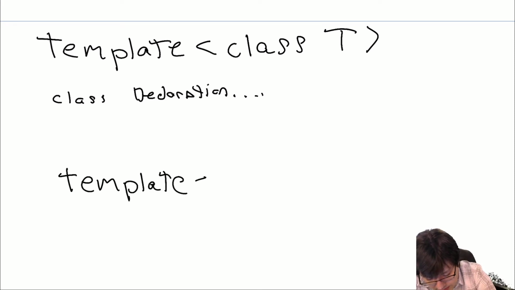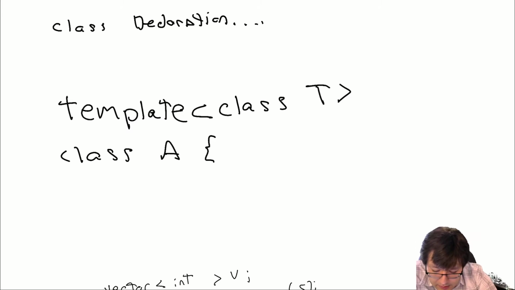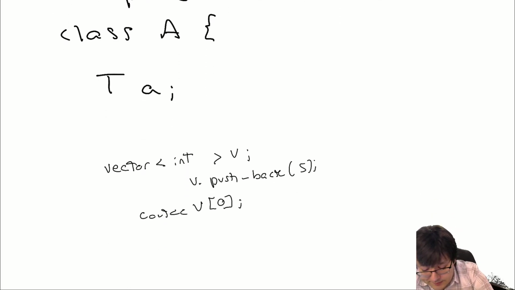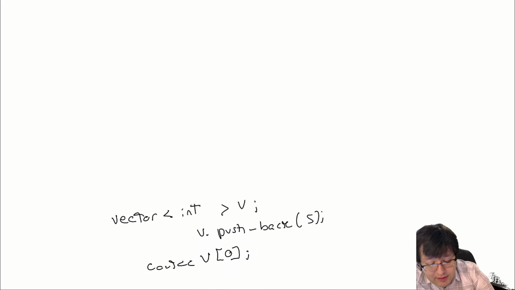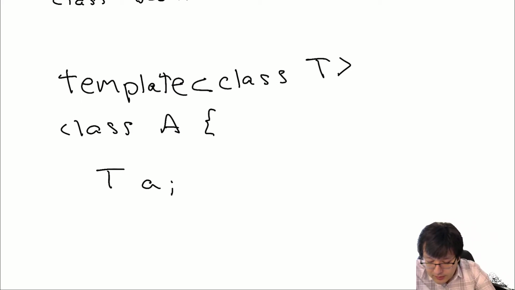So you write the word template, class T, and then class A, curly bracket, and then we are going to make our template a variable. We can make more than one, by the way, but I'm just going to put one. And by more than one, I mean more than one of the same type. If you want to have multiple types, like we were doing just a second ago with the functions, you can do that here as well. Again, that would be class T, class U. We'll do that in a bit. Let's stick to just one for now.